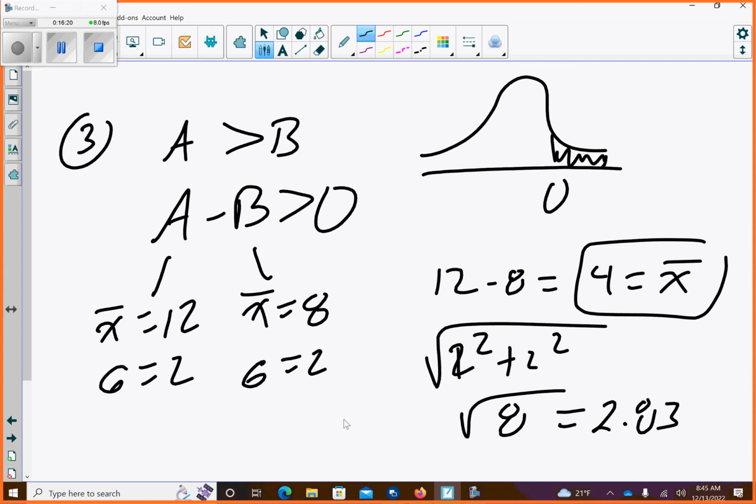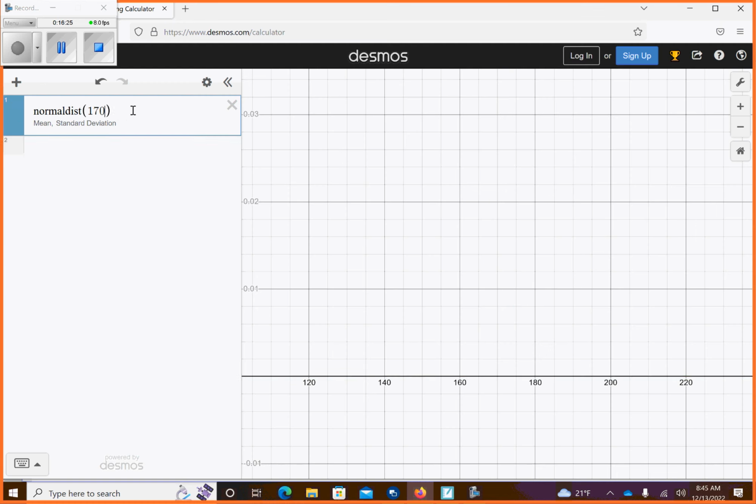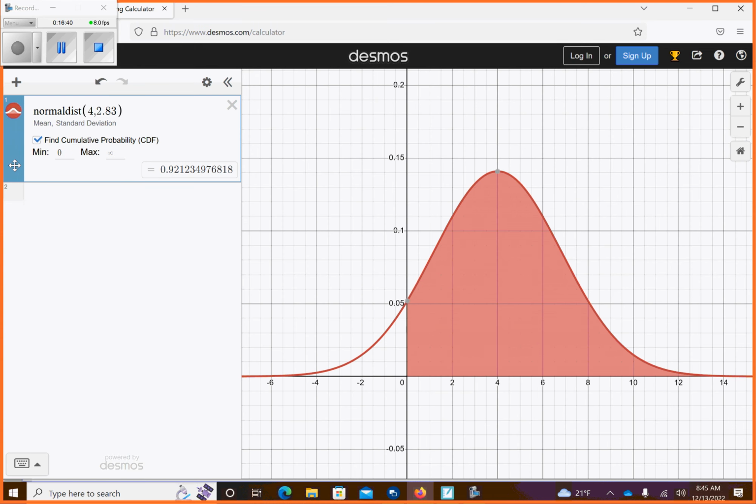4 and 2.83. Cool. Got it. So I'm going to change my normal distribution to go with what they've said. We have 4 for a mean. We have 2.83 for a standard deviation. And we want to know, we're going to go from 0 to infinity. If I hit the plus, so that's where we're taking place. So we have a very good probability that in this case, that task A, we have a 92.1% chance that task A will indeed take longer than task B.